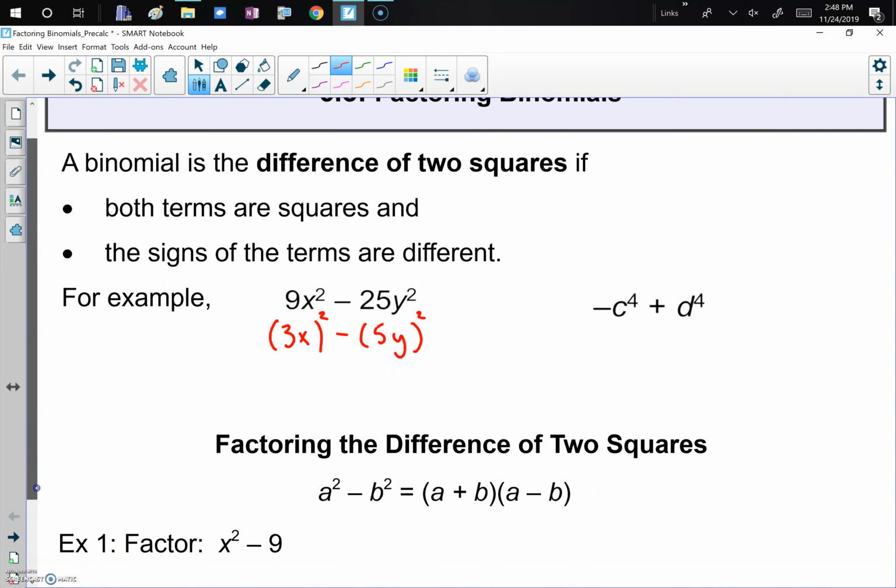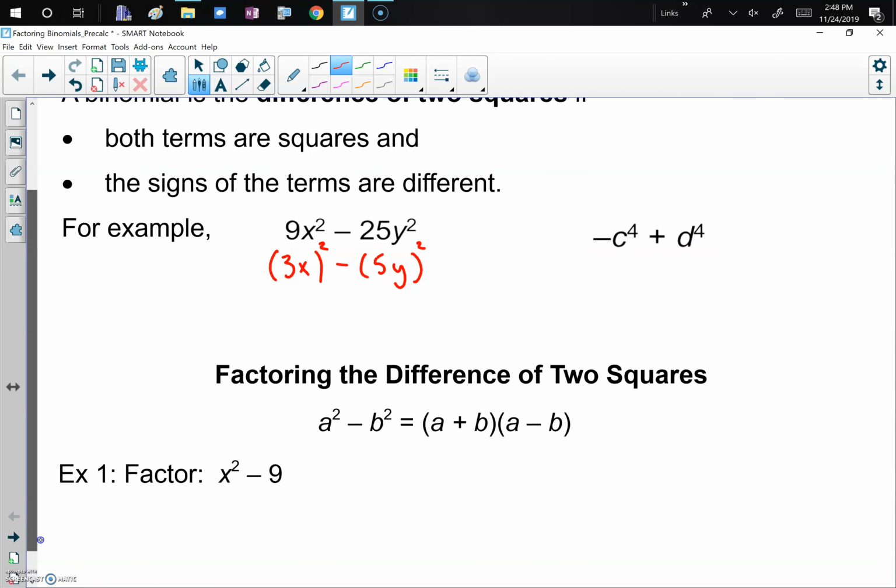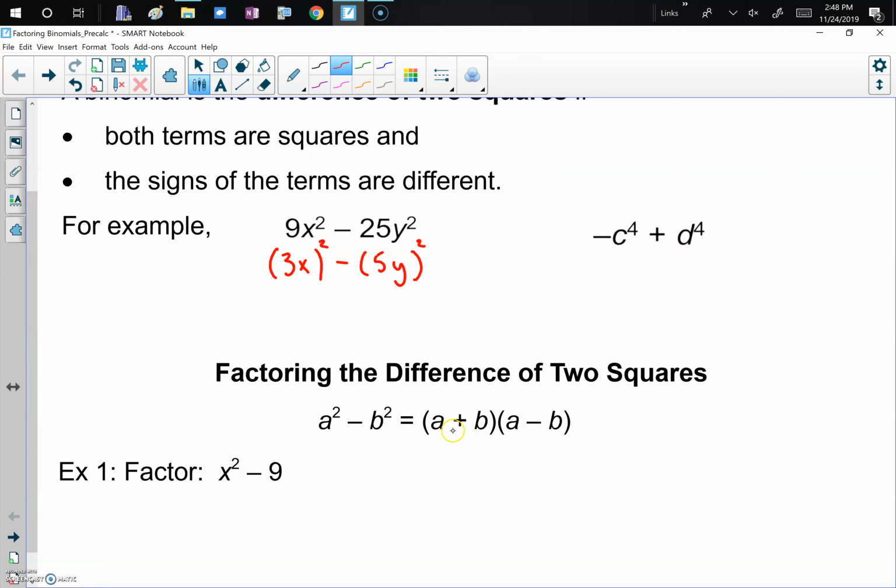Looking at the formula here, we can see it's a squared minus b squared. And how that factoring pattern works is you're going to have each of the values a and b, this time without any powers, written as factors. And one of the factors will be a plus, and one of the factors will be a minus in between those two terms.